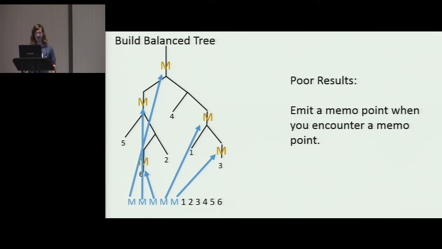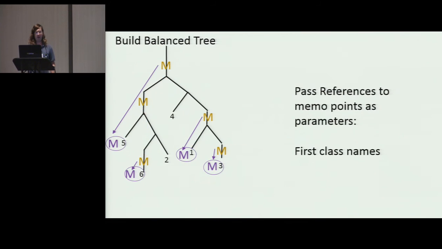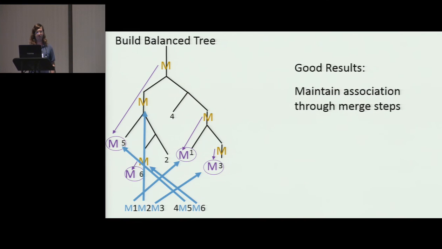And so if we do this naive algorithm, we're just going to get all the memo points up at the top, at the beginning of the list, which is all the overhead, and we're going to get no incremental reuse from the rest of the list. So instead, what I figured out we could do is that we pass references to these memo points down through the recursive calls until you reach the data. And then we're going to maintain this association as we merge up through the list, through the tree. And now we get memo points as we want them, evenly distributed through the list.